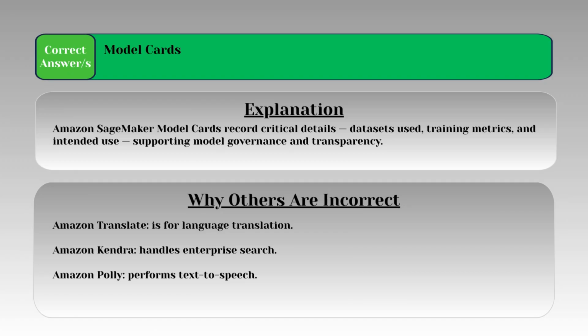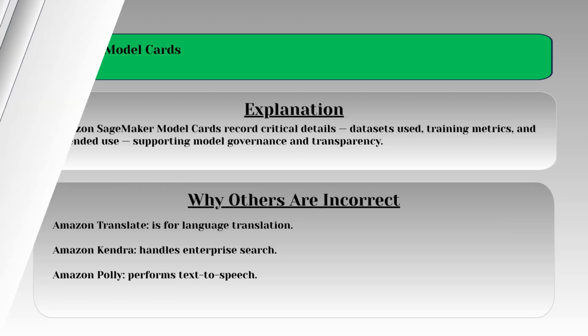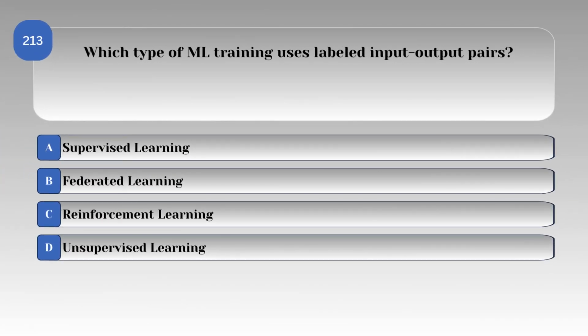Why others are incorrect: Amazon Translate is for language translation. Amazon Kendra handles enterprise search. Amazon Polly performs text-to-speech. Which type of ML training uses labeled input-output pairs?